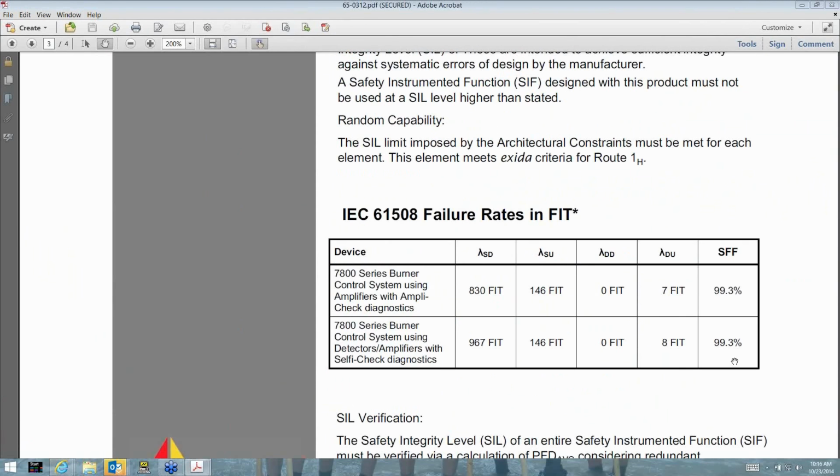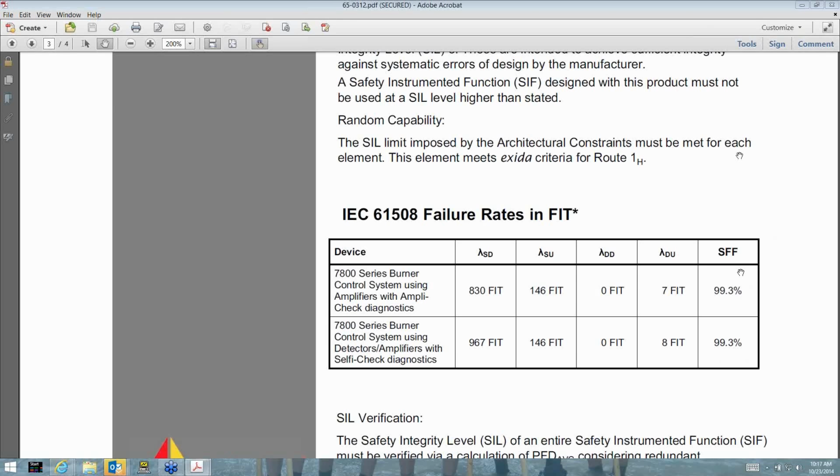If you look at the numbers that we're looking at right now, we have safe detected. These are failure in time calculations that have been provided by exida. So what you're looking at is you've got safe detected, safe undetected, and then dangerous undetected and dangerous detected. These numbers, and then if you look all the way to the right, you'll see safe failure fractions of 99.3, 99.3 for each. So it has a significantly strong safe failure fraction.